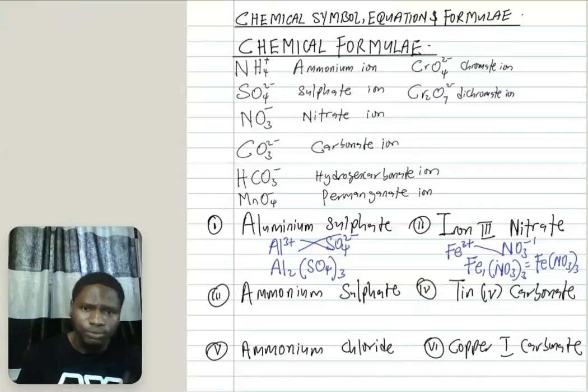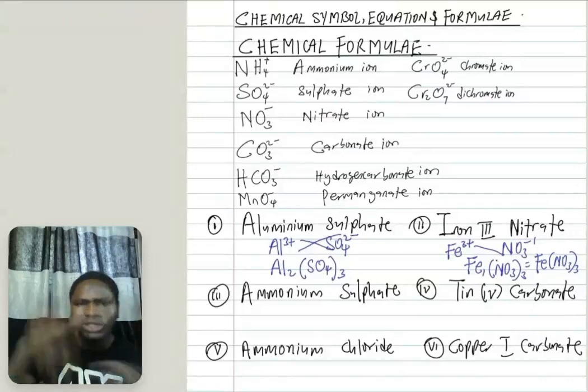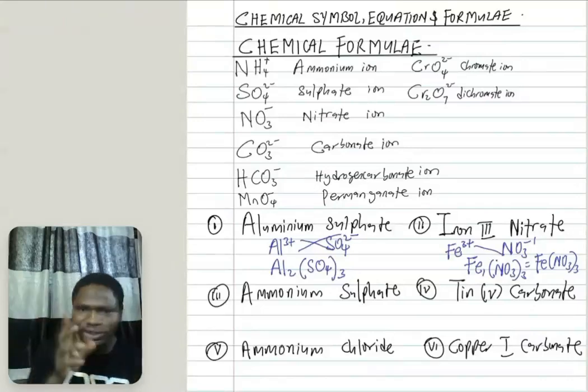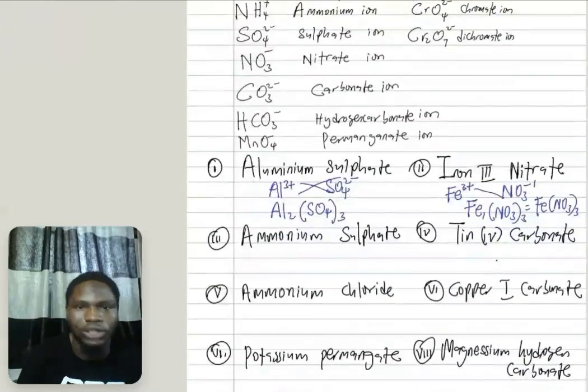Because the type of ion that is combining with this is iron 3, not iron 2. That's why in chemistry we won't allow you to just say iron nitrate. No, iron is a transition element. So is it iron 2 or iron 3? So as not to confuse us, you have to mention that.